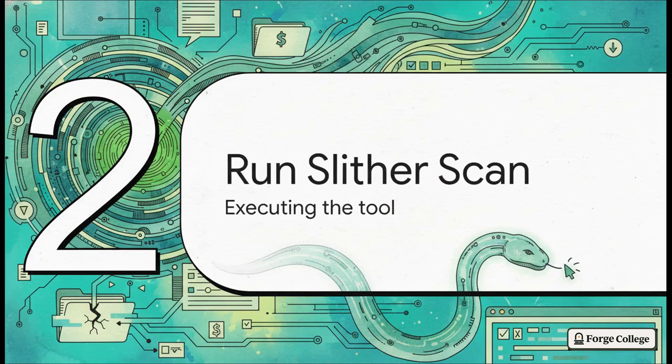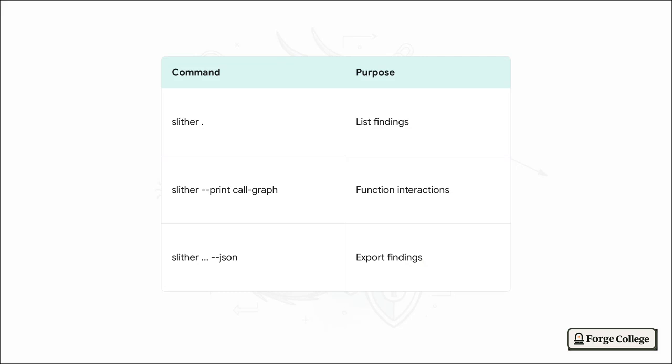Moving right along to Section 2, running the Slither scan. Okay, so our environment is all set up, our vulnerable contract is sitting right there waiting, and now it's time to let the tool loose. Think of this as your tactical cheat sheet. These are the 3 fundamental commands you're going to need. Running just slither . does a broad sweep of your current directory and lists out all the findings.